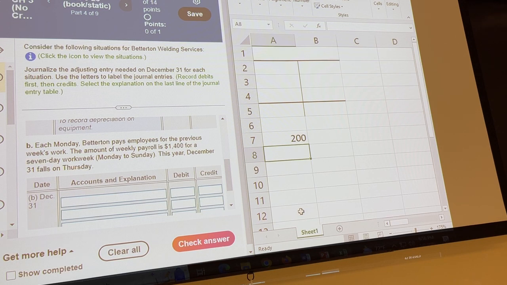So 4 days times $200 a day is $800. We're not concerned about the other 3 days of the 7-day work week because those will fall in January, and we're only concerned about through December.